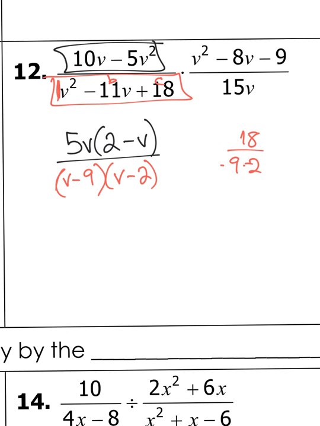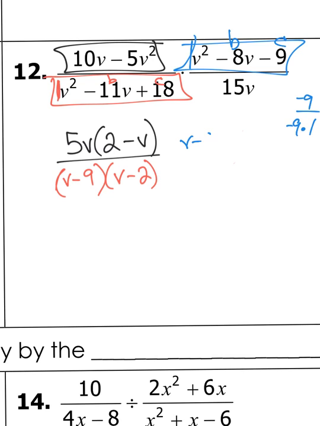Okay, so that's fully factored. Again, luckily, I have a trinomial with the a of 1, which means what are my factors of negative 9 that add up to my b term? That would be negative 9 times 1. So I get v minus 9, v plus 1. And then on the bottom, I just have a 15v.